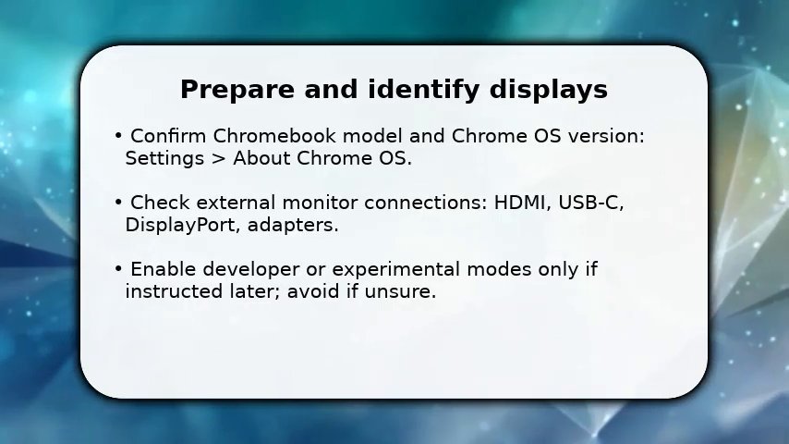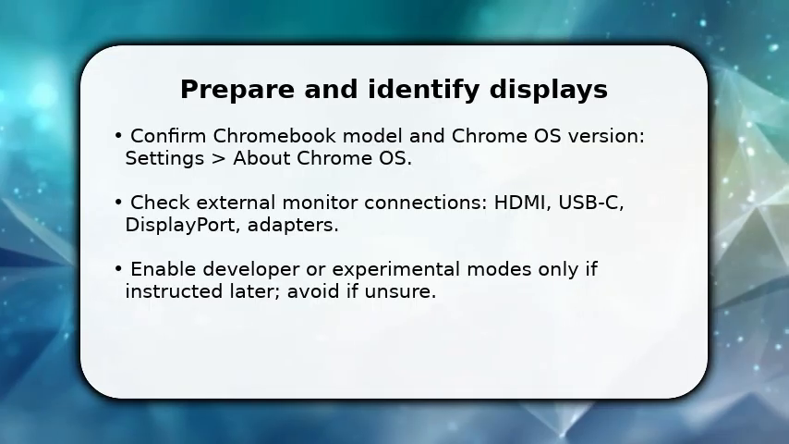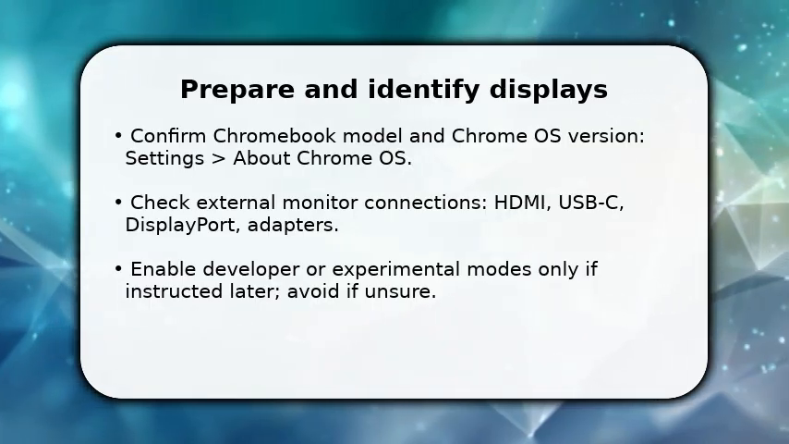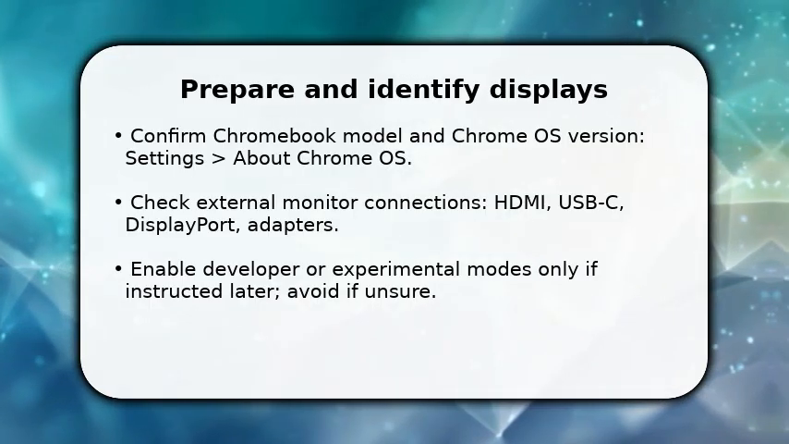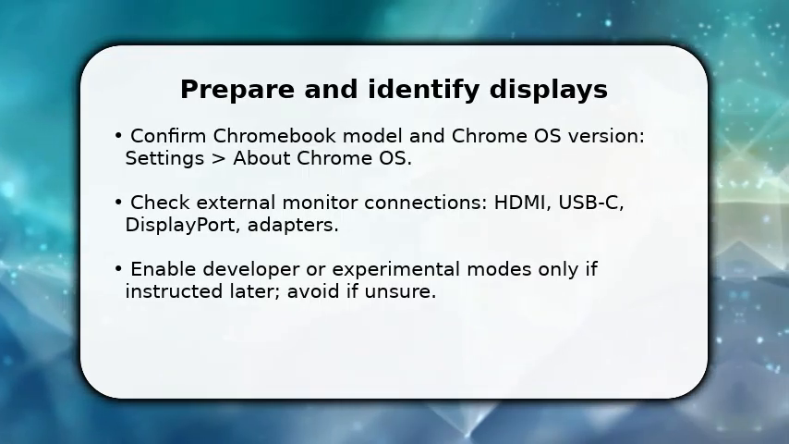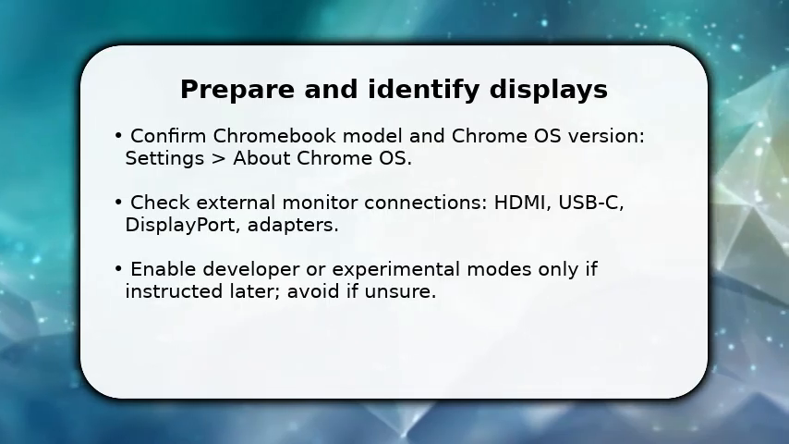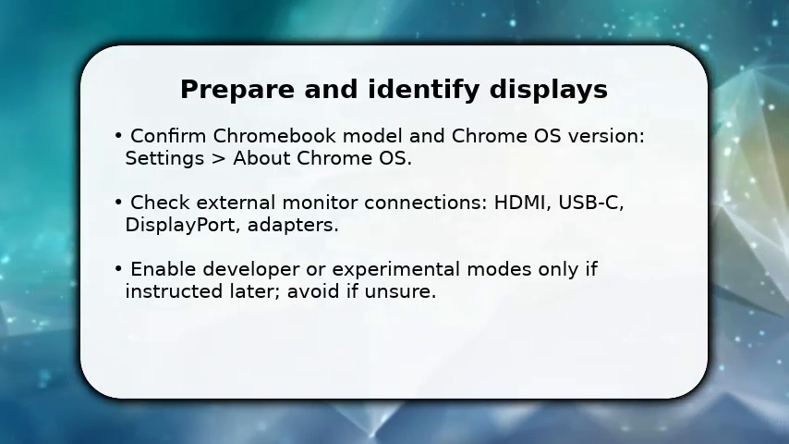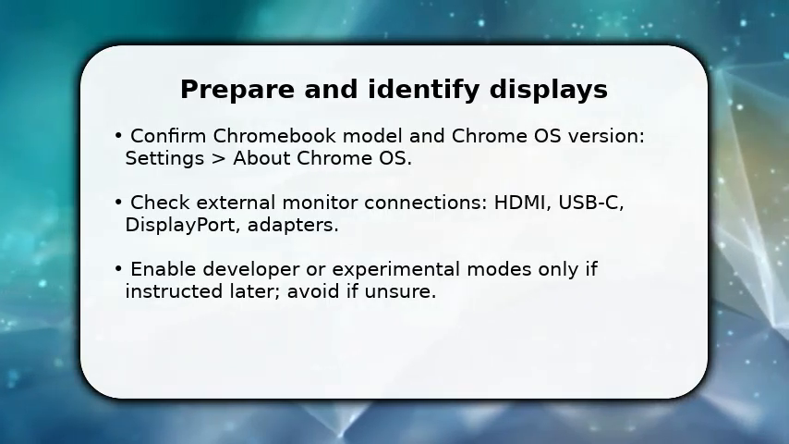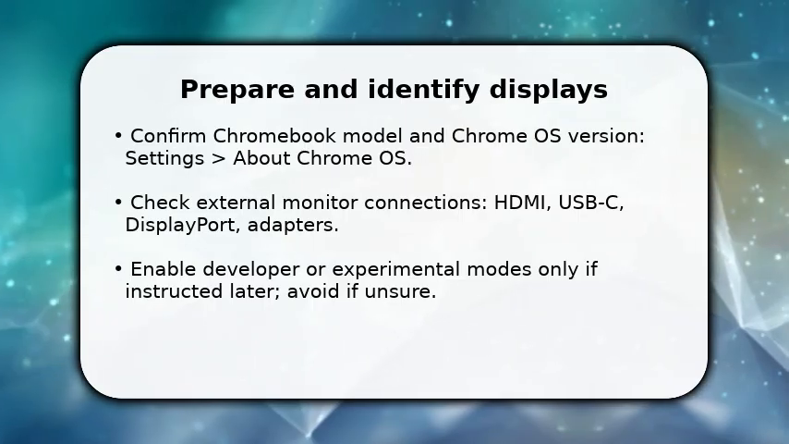You start by confirming what you're working with, the Chromebook model and the Chrome OS version, so you get compatible steps. Next, inspect physical connections, HDMI, USB-C, or adapters, and swap cables to rule out bad wiring. Once done, open Settings and find Displays to see how Chrome OS currently detects screens.